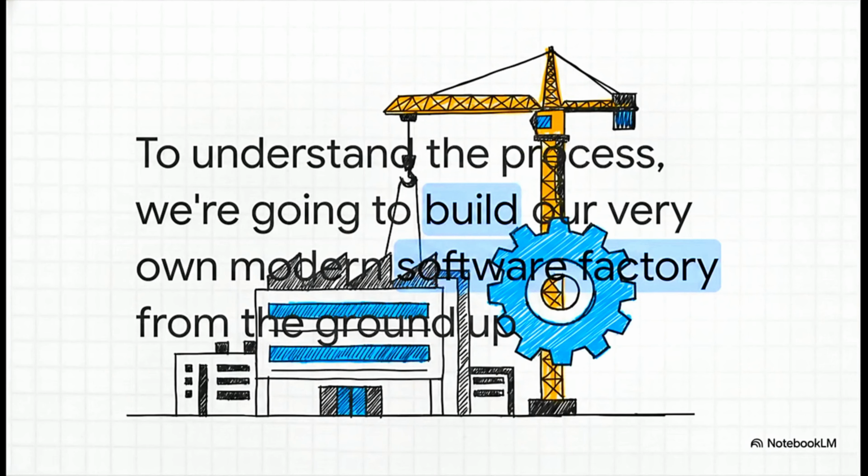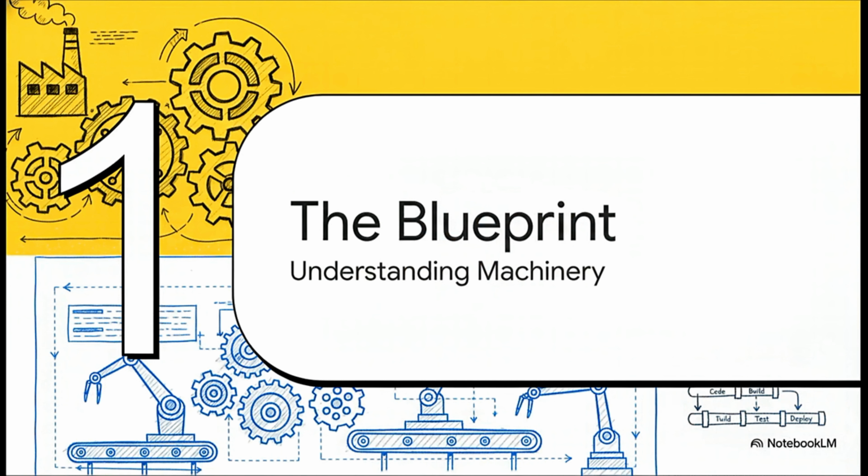To really wrap our heads around this, we're going to use a powerful metaphor. We are going to build our very own software factory, right from the ground up, using the blueprints from a real-world project. Okay, so just like any real factory, you can't just start building. You need a blueprint. Before we can even think about production, we have to get familiar with the core machinery that makes the whole thing run.